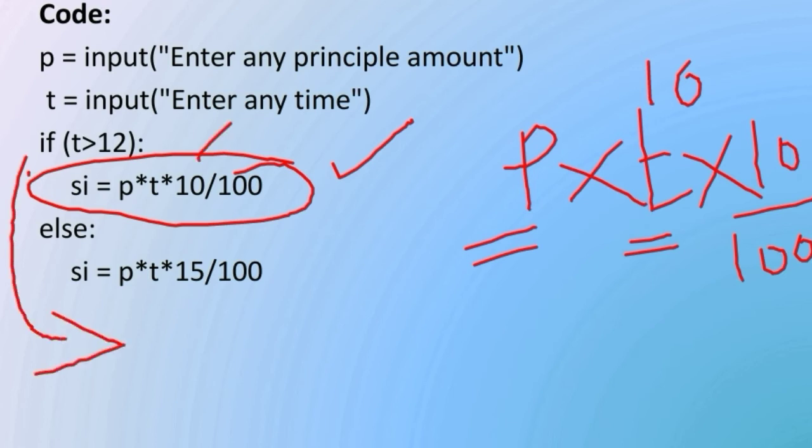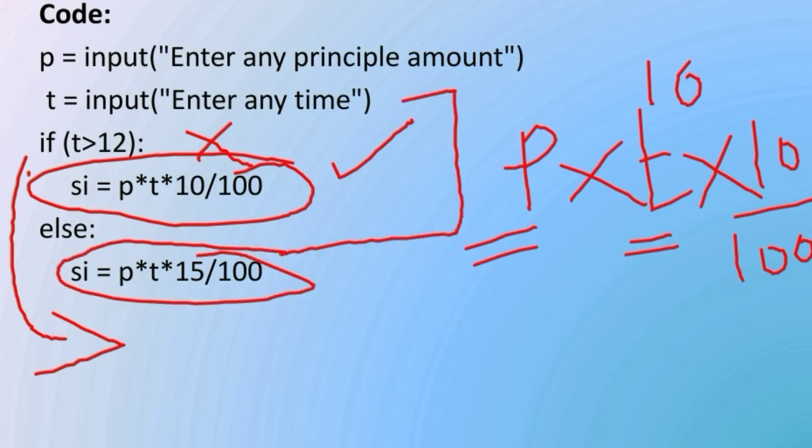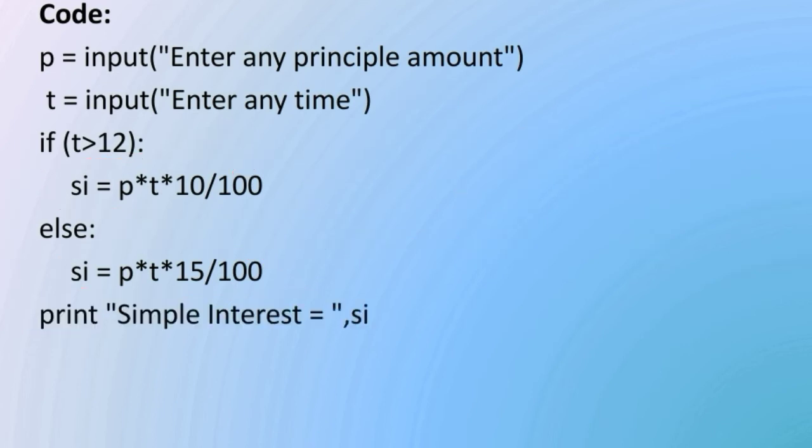If this condition is false, control goes directly to the else portion. Then this simple interest calculation is performed. Print simple interest equal to SI. The simple interest is stored in the variable SI. So that value is displayed.